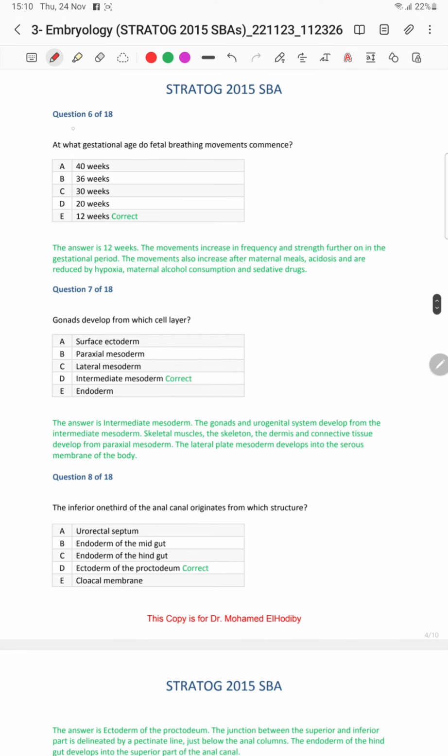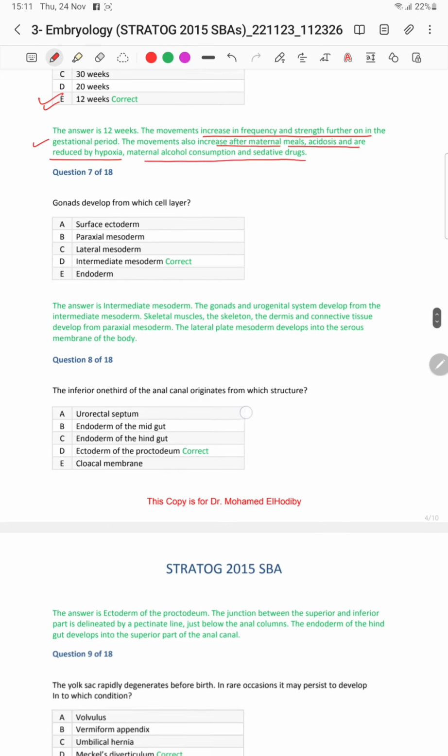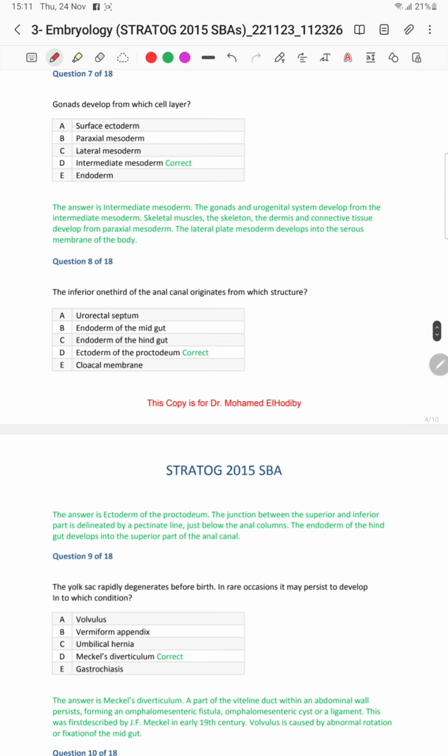Next question. Question number 6. At what gestational age do the fetal breathing movements commence? It is 12 weeks. The movements increase in frequency and strengthen further later in the gestational period. The movements also increase after maternal meals and acidosis and are reduced by hypoxia, maternal alcohol consumption, and sedative drugs.